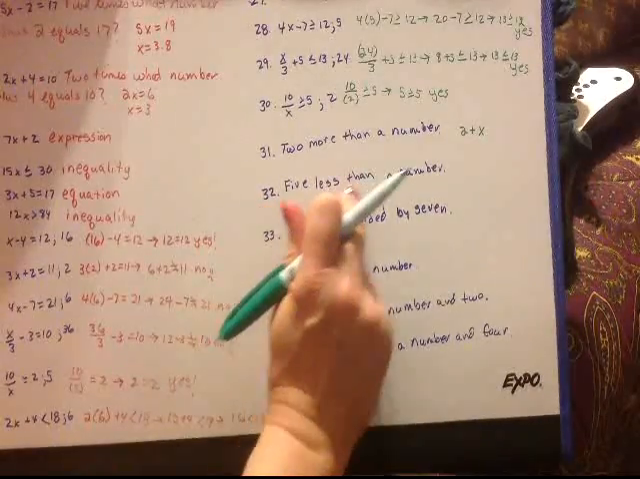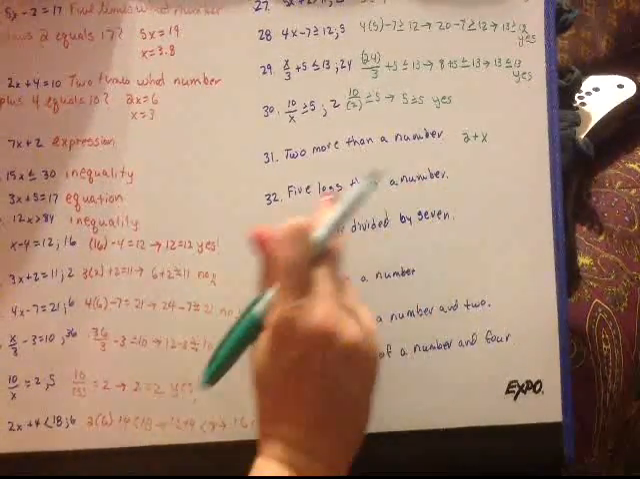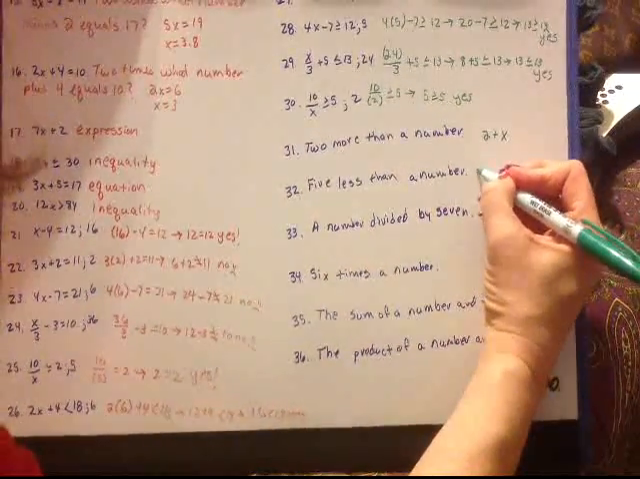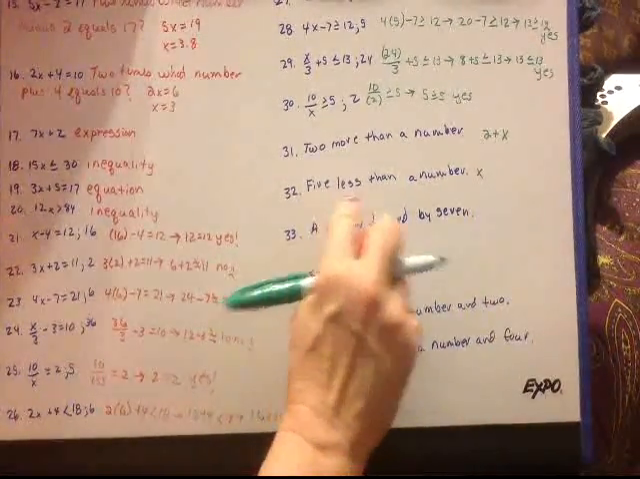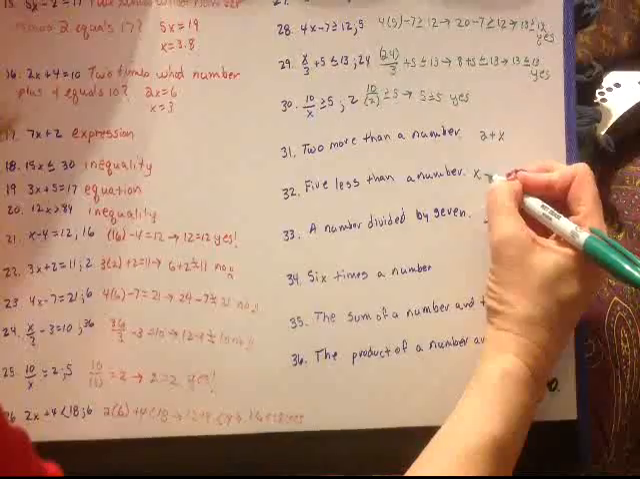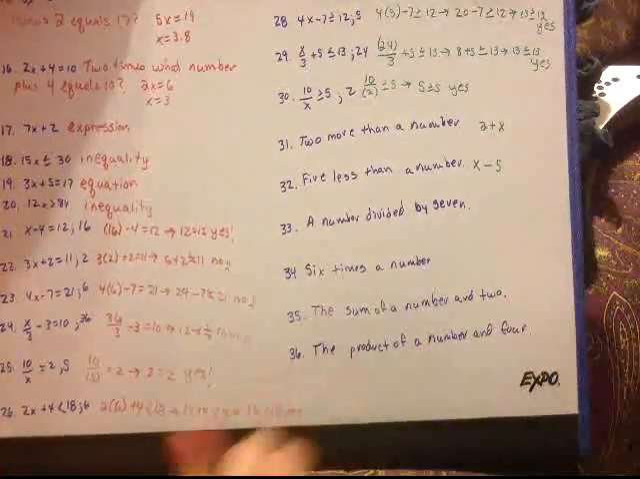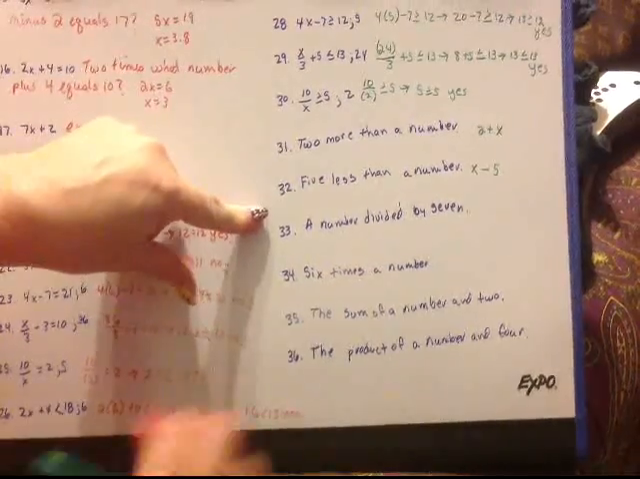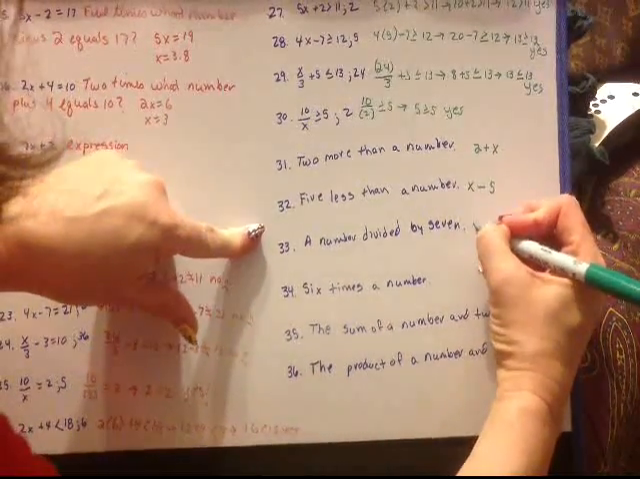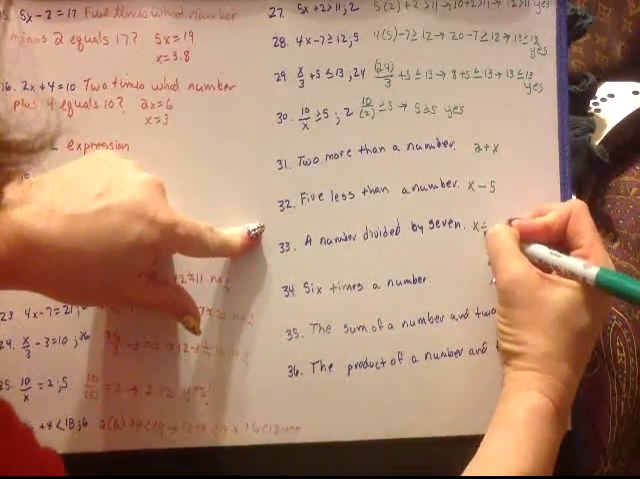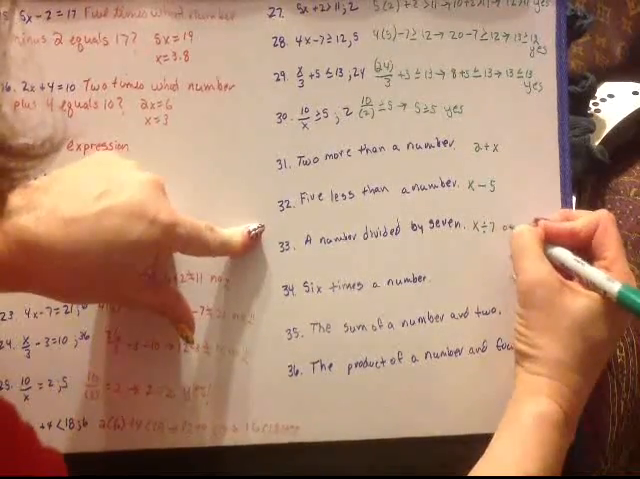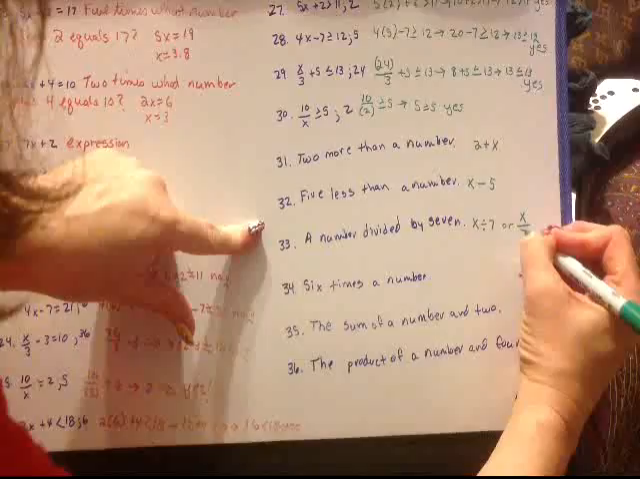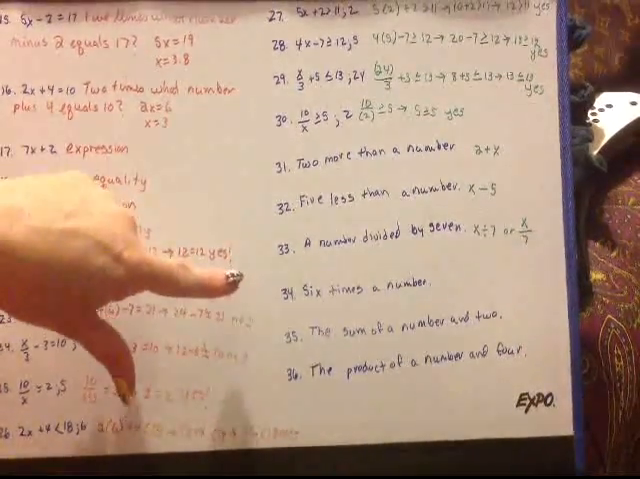5 less than a number. Now, you might want to say that means 5 minus, but no, the number 5 is less than that number, so it's going to be x minus 5. A number divided by 7. You could do this 2 different ways. x divided by 7, or you could write it as a fraction, x over 7. Either one would be perfectly fine.